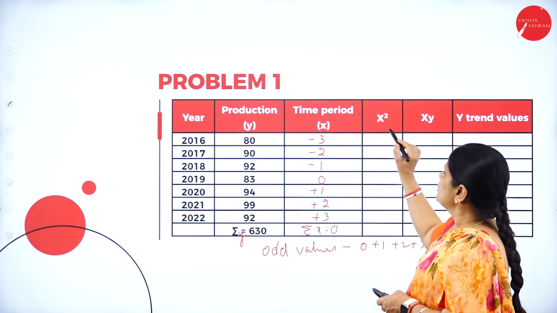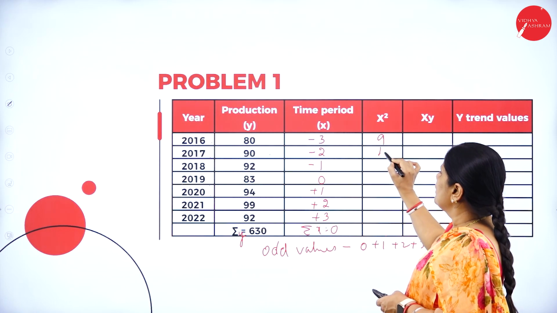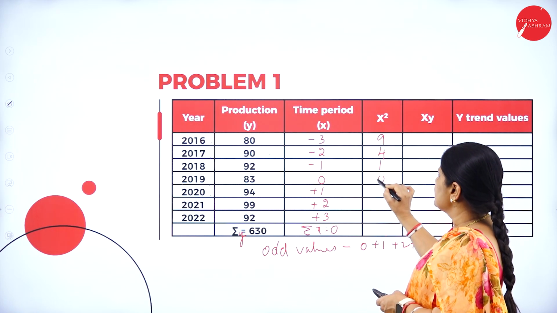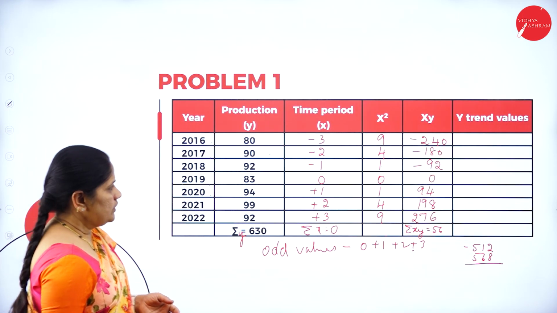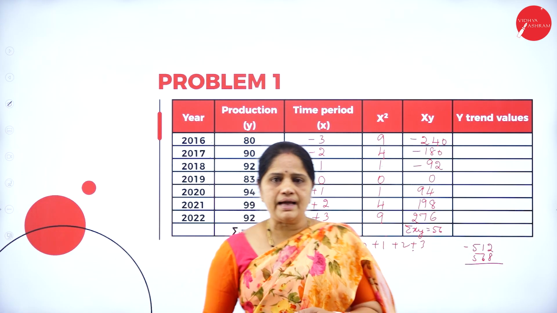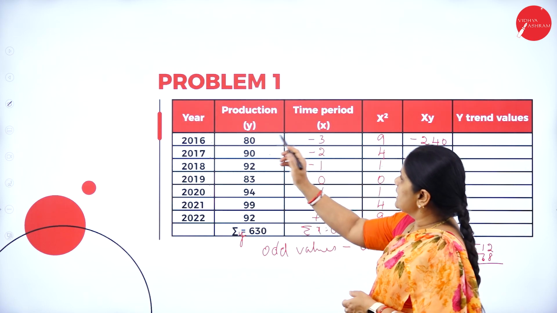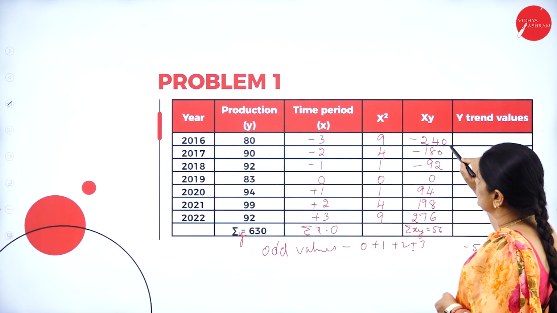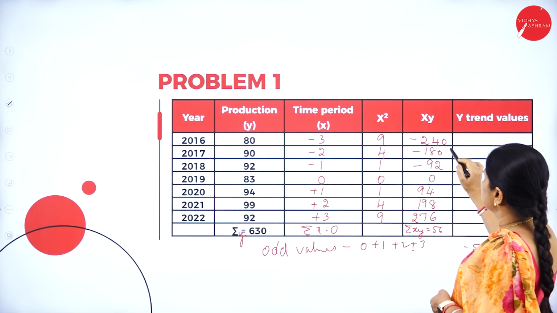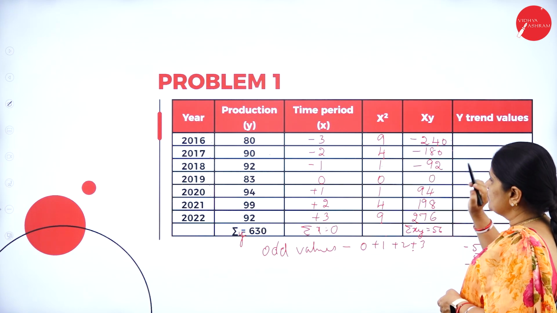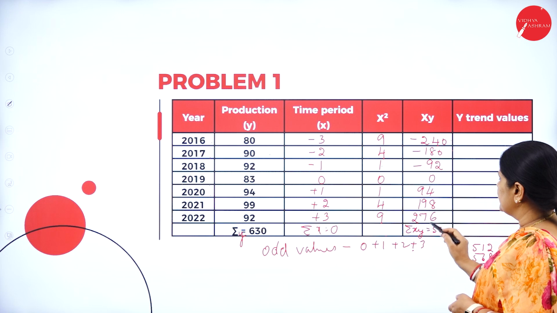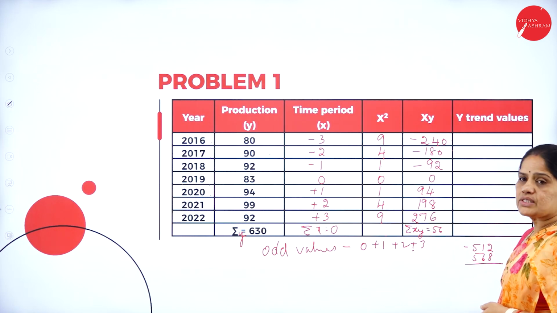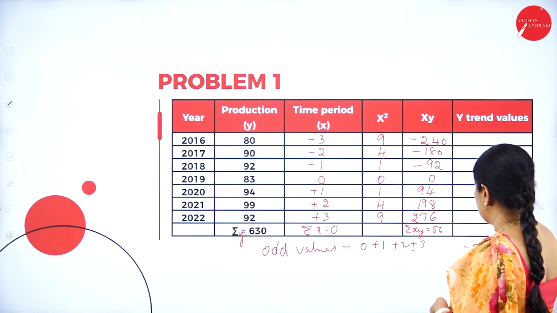So -3 into -3 is 9, 4, 1, 0, 1, 4, 9. So here in this, when we multiply the x and the y column, I get -240. 90 into 2 is 180. 92 into 1 minus 1 is -92. 94, 198, 276. So sigma xy is equal to 56.